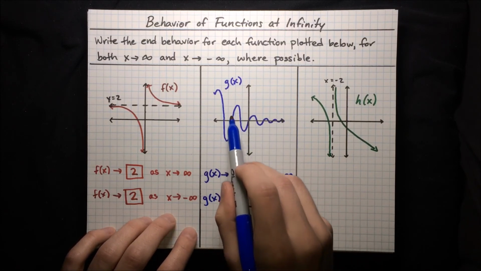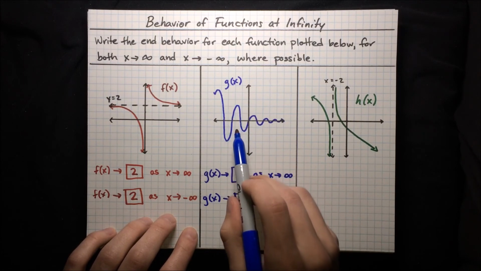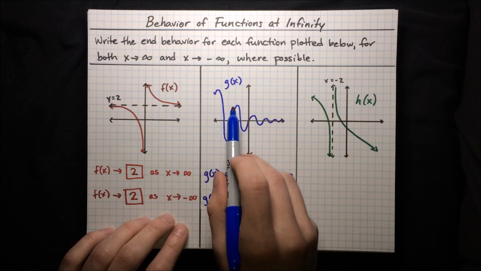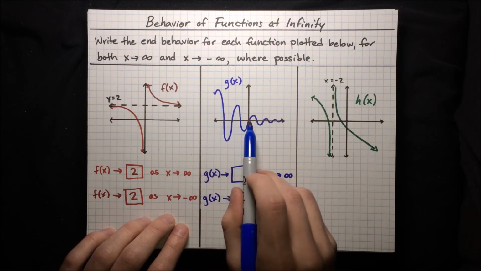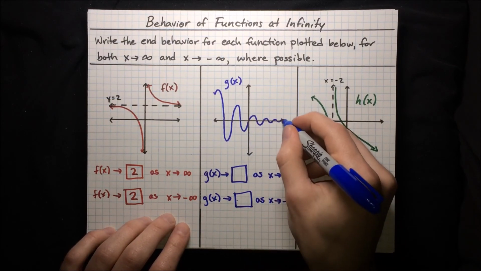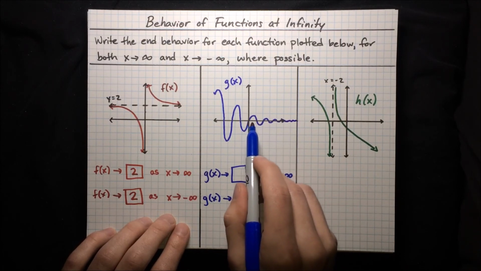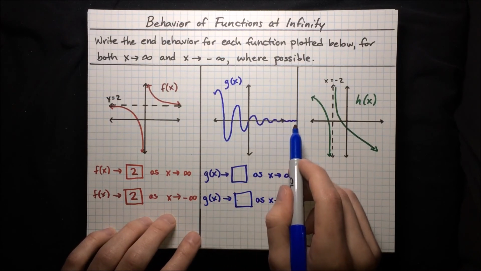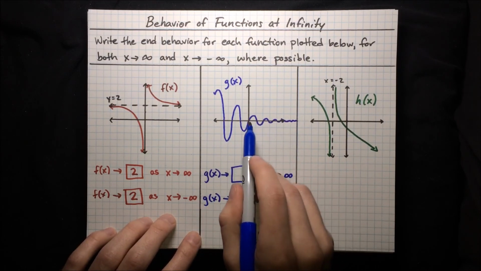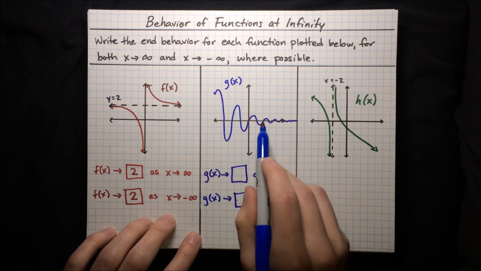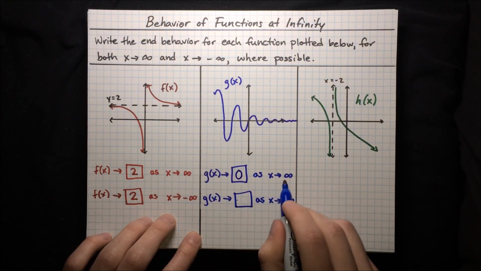Well, g of x is oscillating up and down, so that doesn't look like it bodes well for end behavior, but you'll notice that the oscillations are decreasing. So it's actually leveling off. The oscillations are getting smaller and smaller, and if we continue on and on, it looks like it's continuing to get closer and closer to the x-axis. The x-axis is just the y-coordinate of 0. So g of x is really approaching 0 as x goes to positive infinity. So that's our end behavior. G of x approaches 0 as x goes to positive infinity.